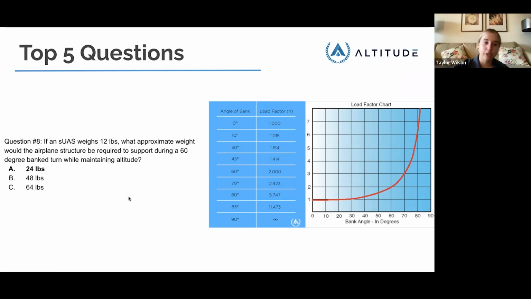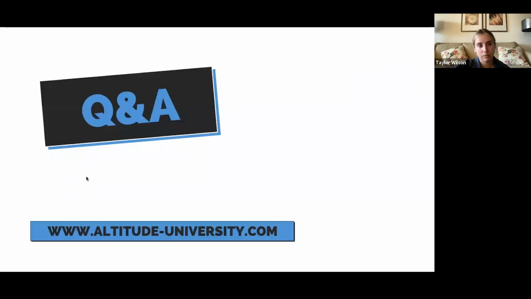So during a 60-degree bank turn, again, one of two ways to do it. We've got 60 degrees here, follow that line up until we're intersecting. It looks like we're pulling 2 Gs, or numerically, 60 degrees of bank is a load factor of 2. So we just take 12 pounds, times it by 2, and we've got 24.